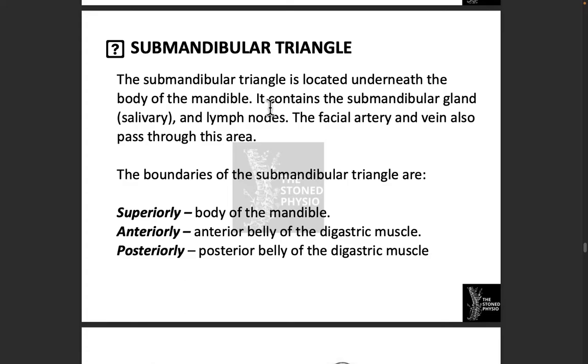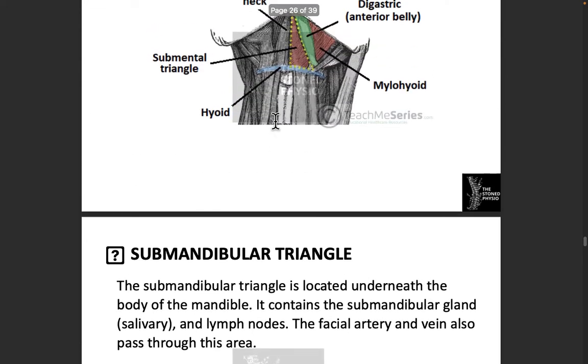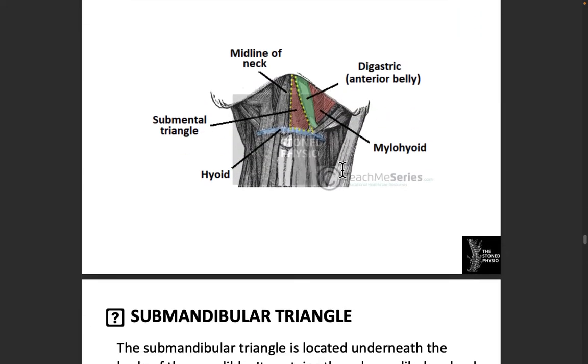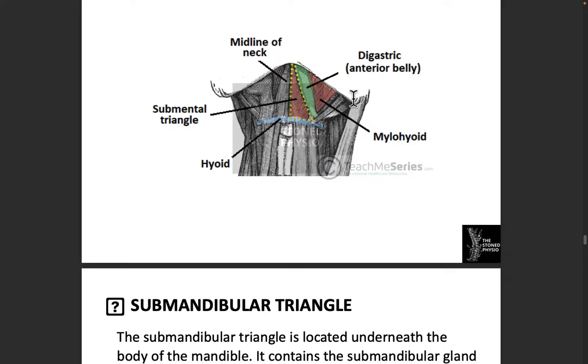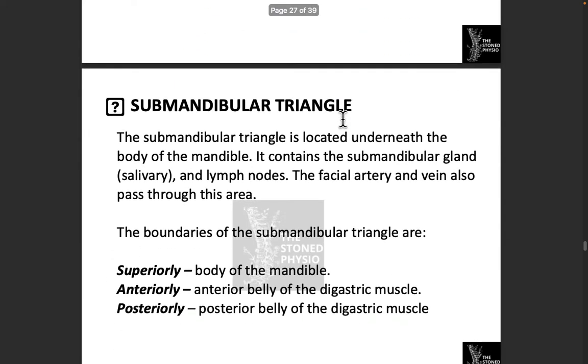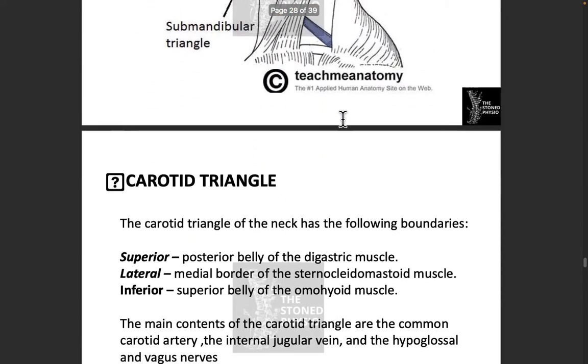So we have this particular salivary gland, the submandibular gland, and apart from that the lymph nodes as well, which are the contents of the submandibular triangle. We have also talked about the boundaries: the mandible, the anterior belly and the posterior belly of the digastric.